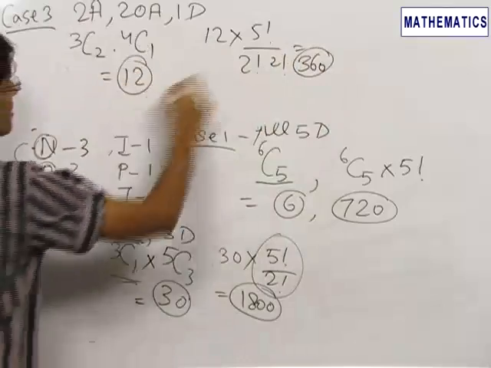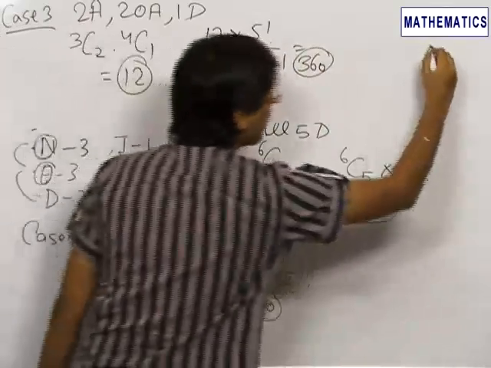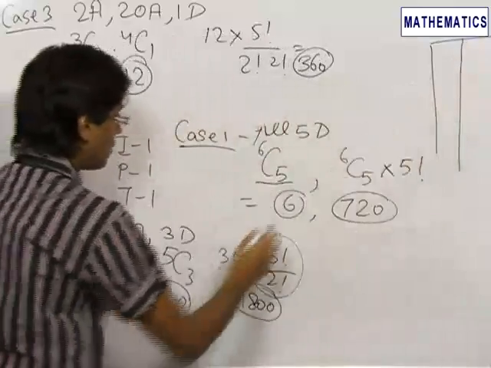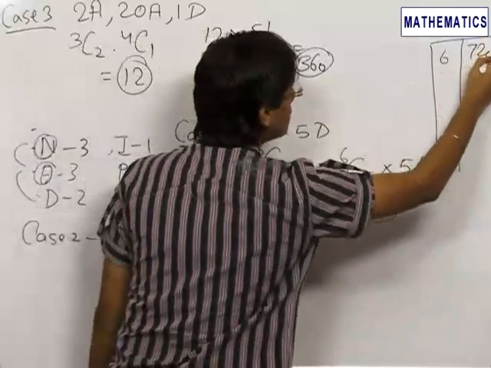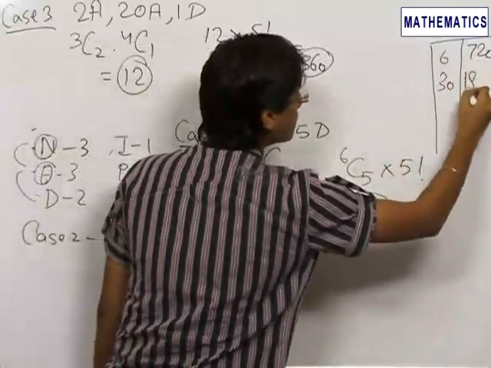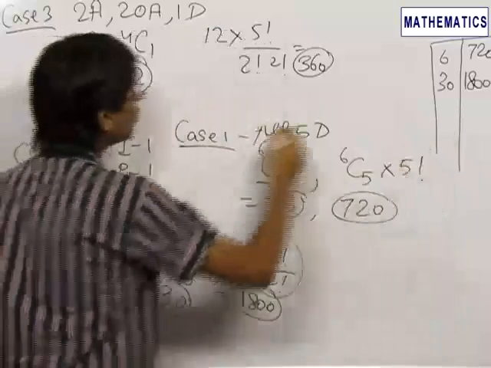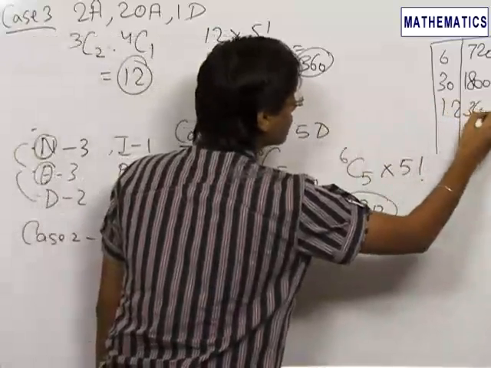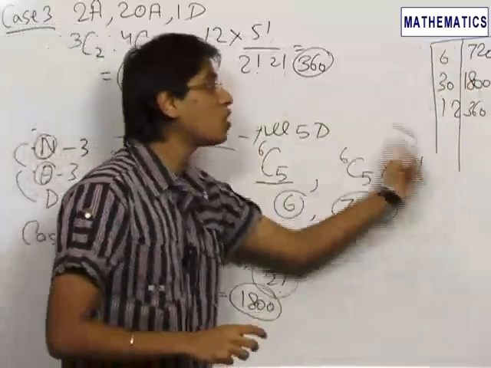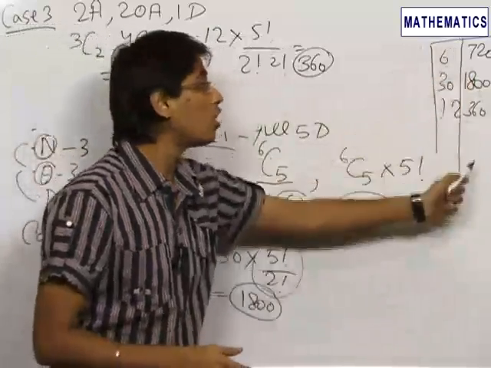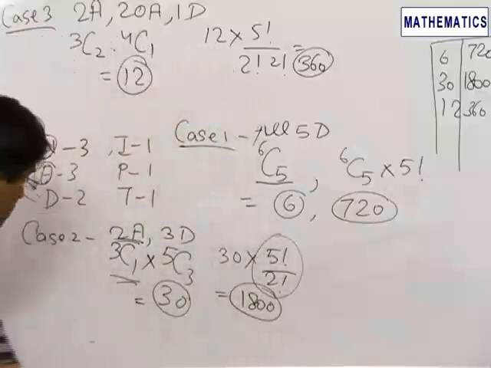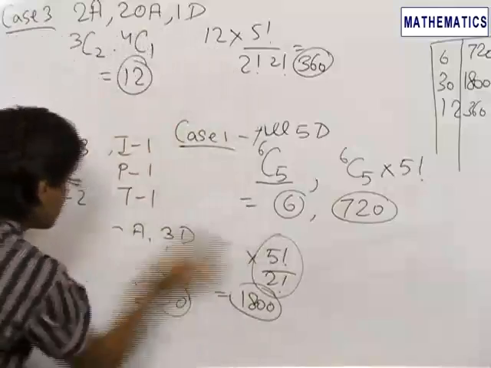So we'll try to remember these 2 also. We make a column over here. First was 6 and 720. The second was 30 and 1800. And the third is 12 and 360. The first column represents the total number of ways of making selections of the 5 letters, and the second column represents the number of ways of forming words. Now we can rub all this.